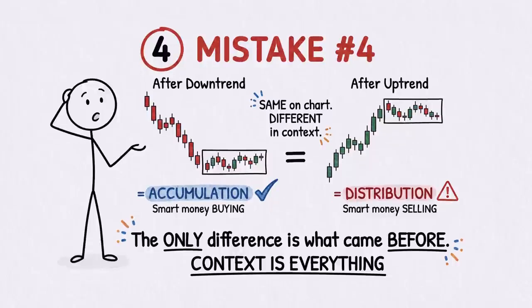And here's mistake number 4, a subtle one. Accumulation and distribution look identical on a chart. Both are ranges. Both have fake-outs. Both have sweeps above and below. The only difference is what came before. A range after a long downtrend is probably accumulation. A range after a long uptrend is probably distribution. Context is everything. One more thing about phases.